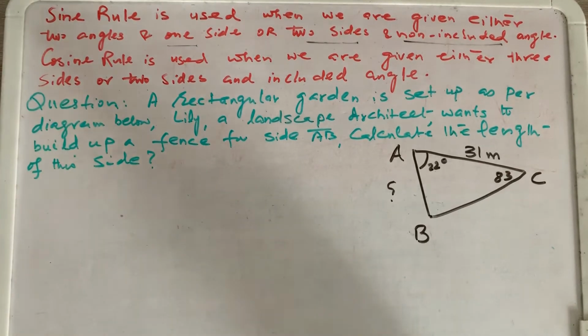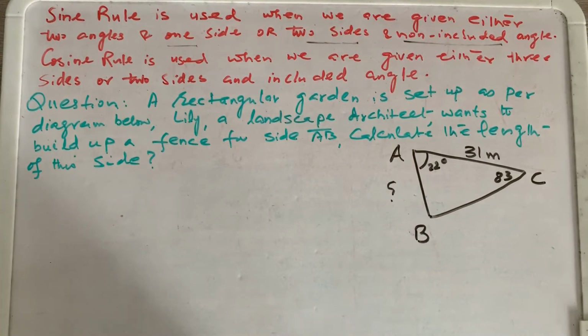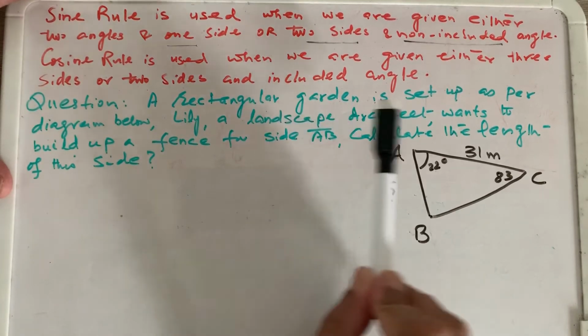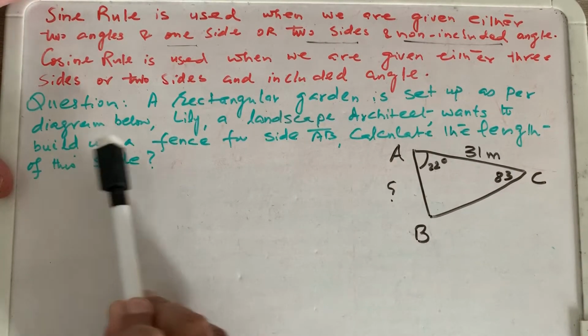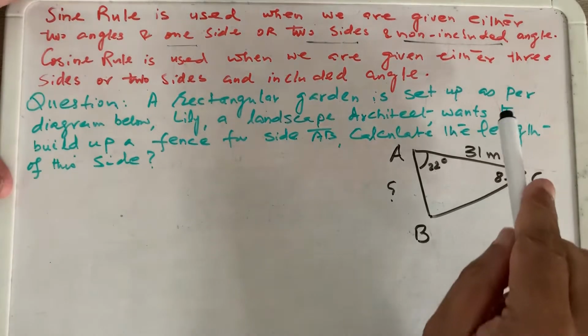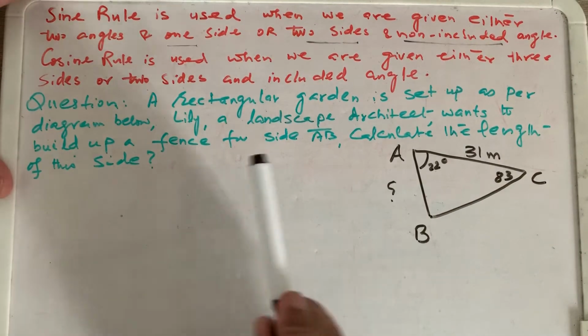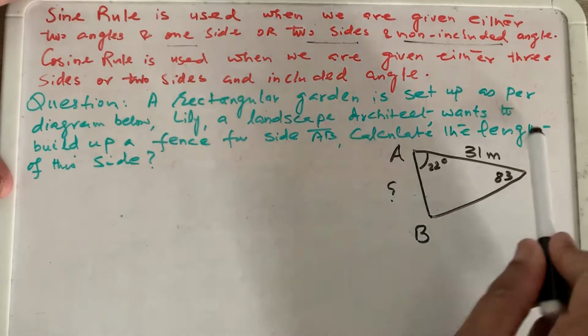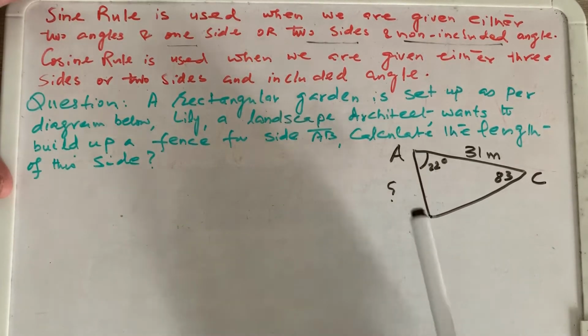So you have to remember the definitions of the sine rule and cosine rule, and where to apply them. In this case, we have to apply it to this triangle. And what is the question? A rectangular garden is set up as per the diagram below. Lily, our landscape architect, wants to build a fence for the side AB here. Calculate the length of this side. So we need to know this length, right?